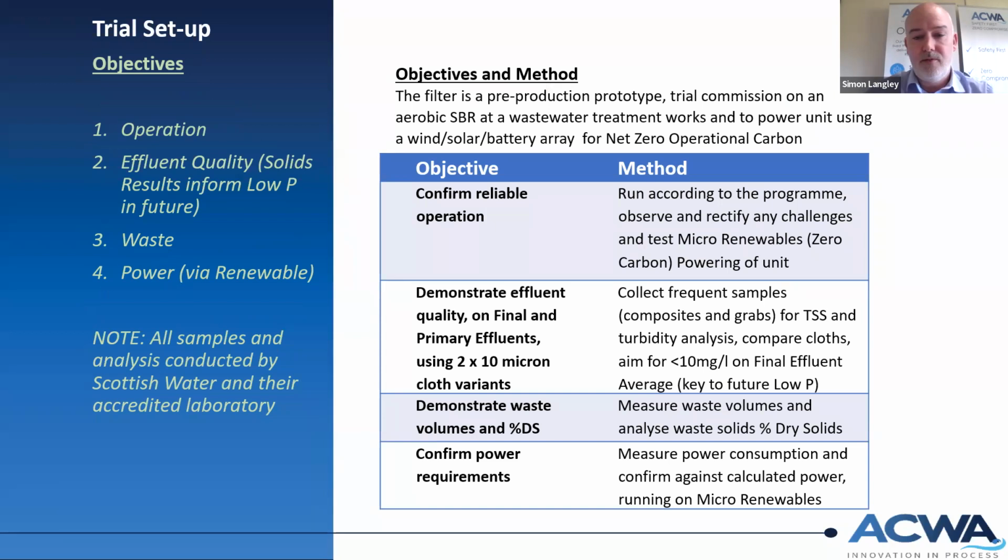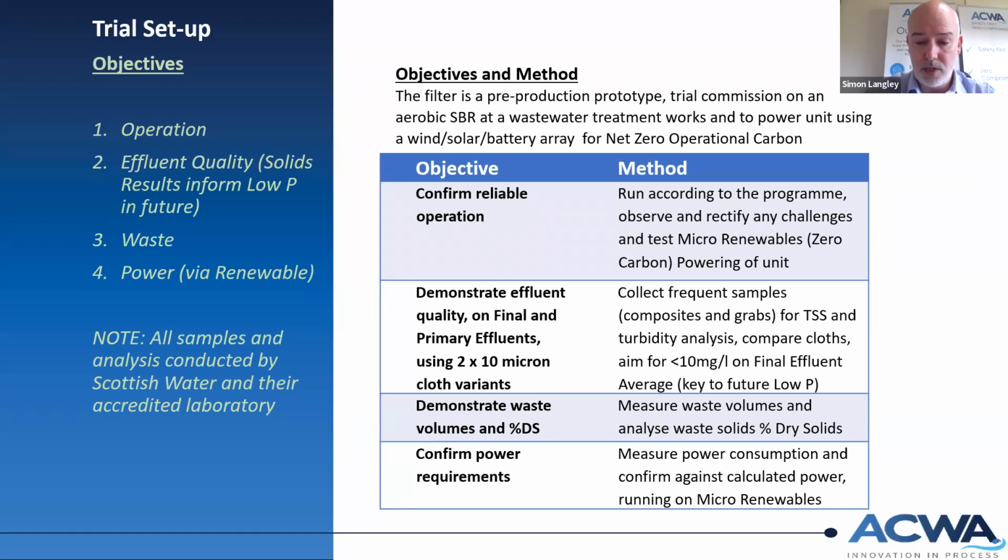So the objectives of the trial that we had at Bowness were to confirm reliable operation of the filter, to run in accordance with the program and rectify any challenges, and to test powering the unit on the micro renewables with an aim of zero carbon operation. It was also to demonstrate the quality of the effluent that we achieved from the filter, both on final effluent and primary effluent. And for that, we used 210 micron cloths.